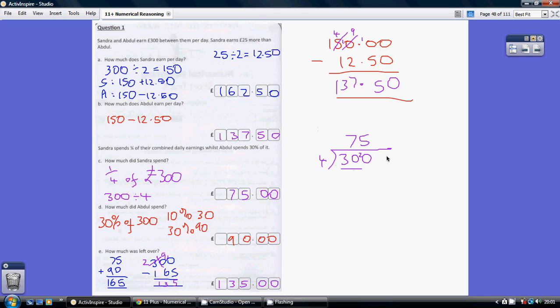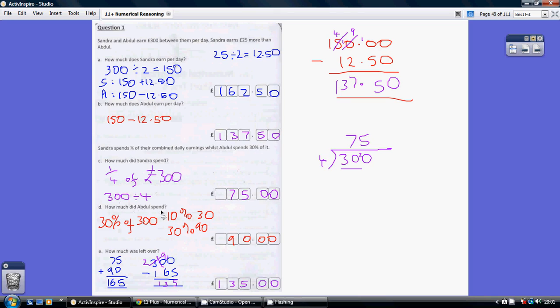So over here, using the bus shelter, 4s into 3 doesn't go, so you've got to look at 4s into 30. 7 4s are 28, carry 2. 4 5s are 20, so 75. So a quarter of 300 is £75.